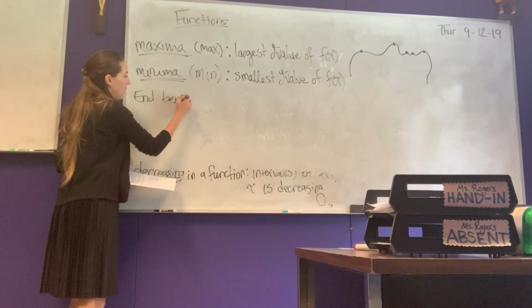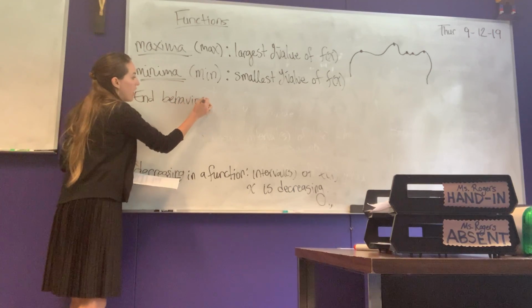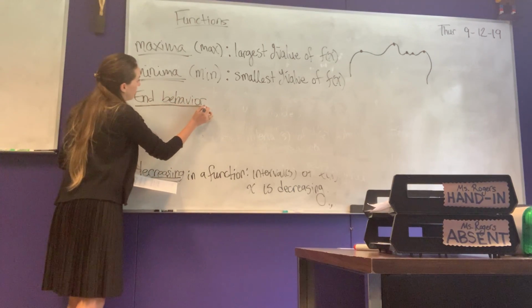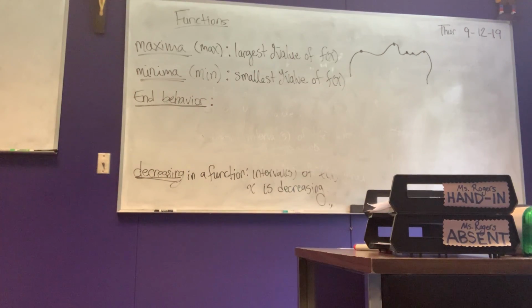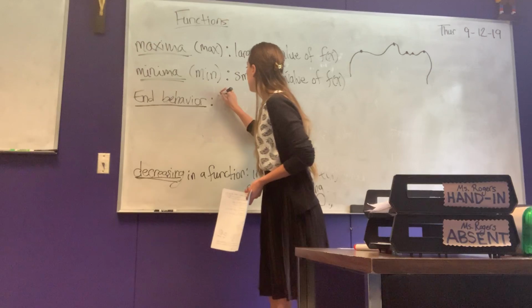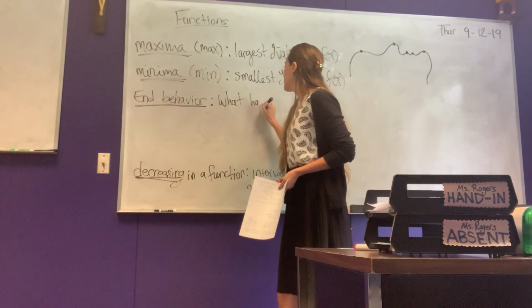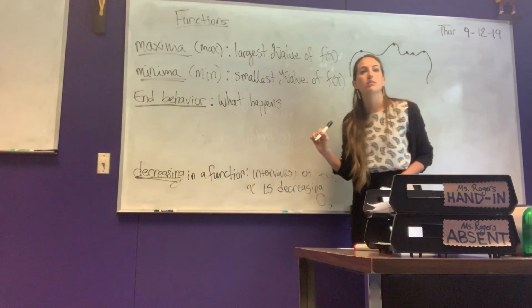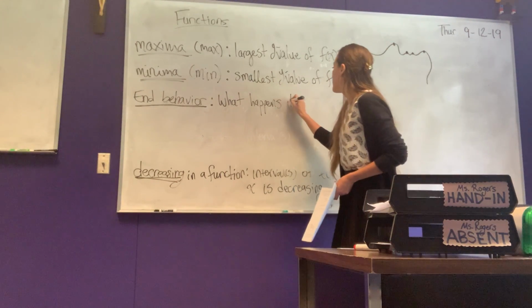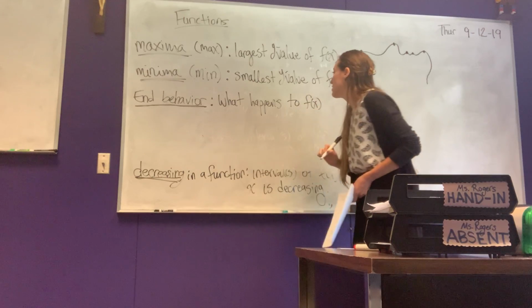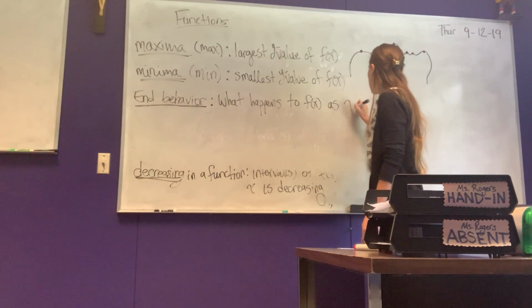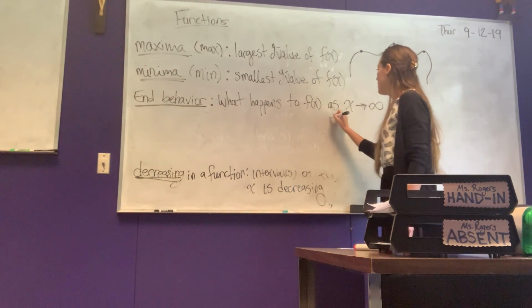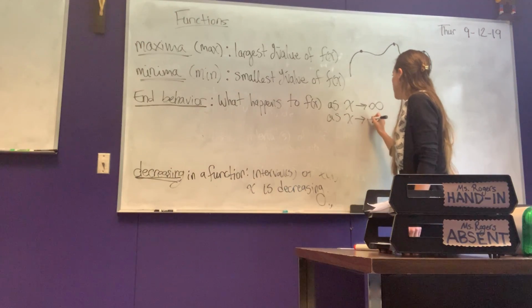Next vocab, end behavior. We're going to draw all these out in a visual example next. But end behavior is your next vocab. Thanks for getting that down into your notes. This is what happens to the function. So I'm going to abbreviate f of x. What happens to f of x as x is approaching infinity, positive infinity, and as x is approaching negative infinity.